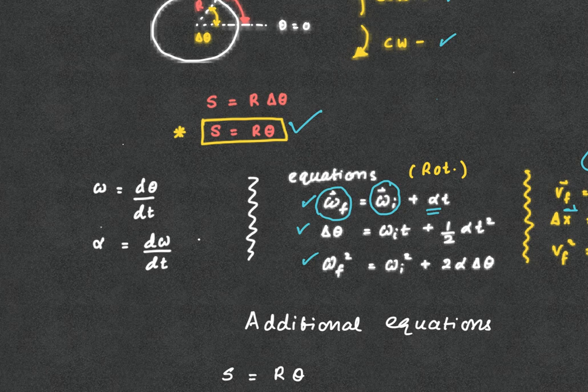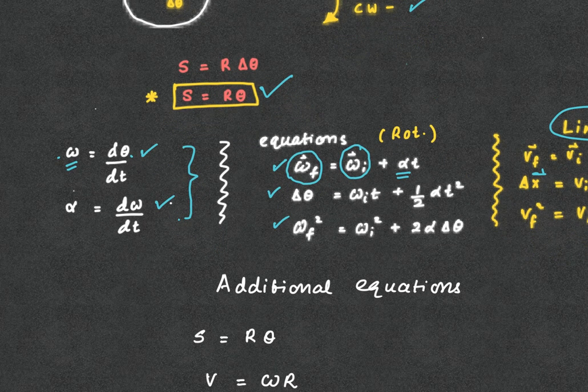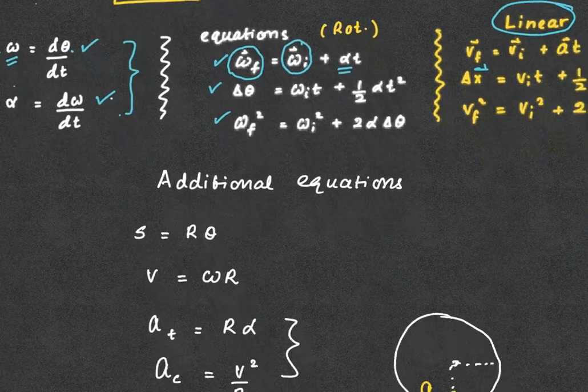Now we defined omega as d theta by dt and alpha as d omega by dt. These two equations are also important because, as we discussed in class, if theta is given as a function of time, in order to find omega, we will have to do a differentiation. Or if omega is given as a function of time, in order to find theta, we will have to do an integration. So please look at the notes. We discussed a couple of those questions.